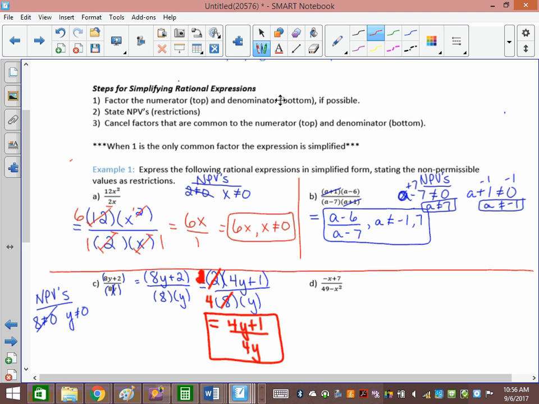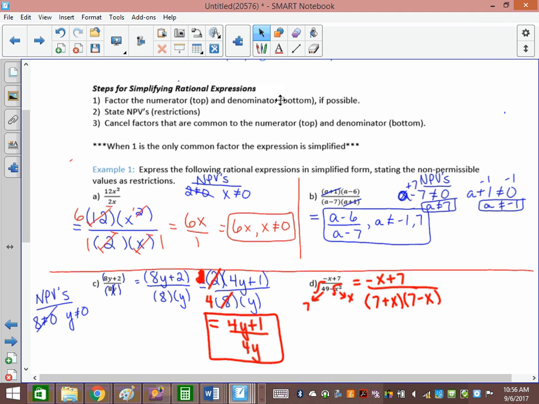D. I have negative x plus 7 in the numerator. And what's the bottom? The difference of squares. So the square root of 49 is 7, and the square root of x squared is x, and I have a subtraction sign between. Because they're both perfect squares and I have a subtraction sign between, it's a difference of squares. So I'm going to get 7 plus x, 7 minus x. Make sure if your phone's out, it's not. 7 minus x, 7 plus x.